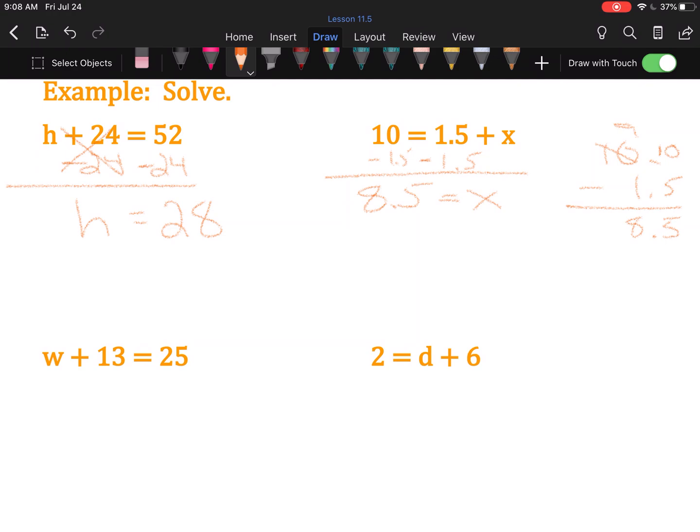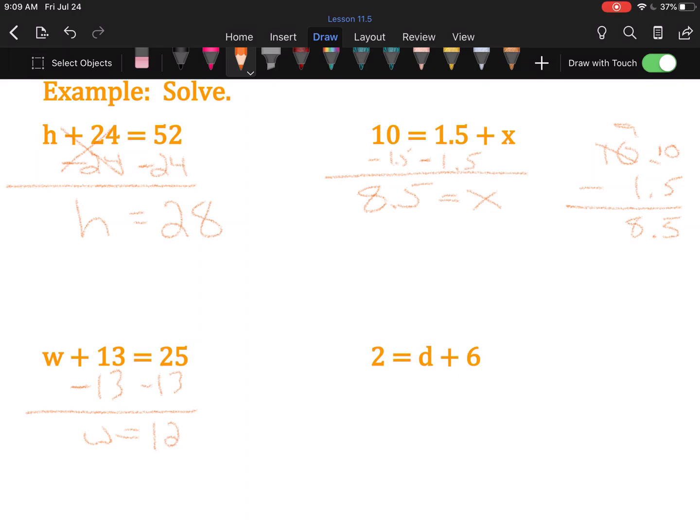W plus 13 equals 25. I see addition, so I will subtract. I'm going to subtract 13 from each side. That'll get me W is equal to 12. 25 minus 13 is 12.